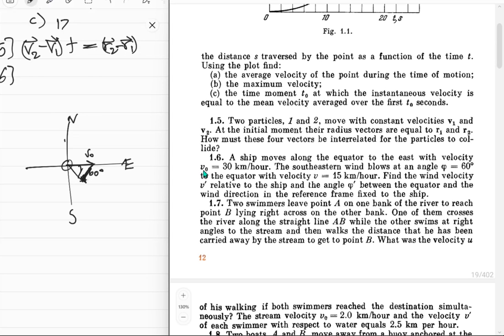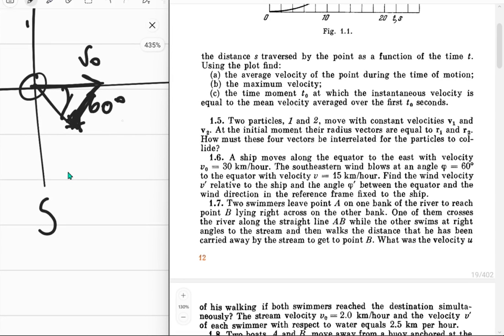Then what's this wind going to be? Do we have to find the actual vector value of this thing? Also the angle between the equator and the wind direction. That angle is actually pretty easy. This is our equator, this is our wind direction. This is 60 degrees, this will be 30 degrees. Then this complete thing is just 180 minus that, 150 degrees. So the angle it makes is 150 degrees.